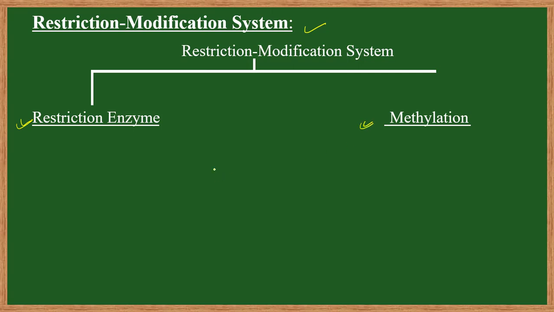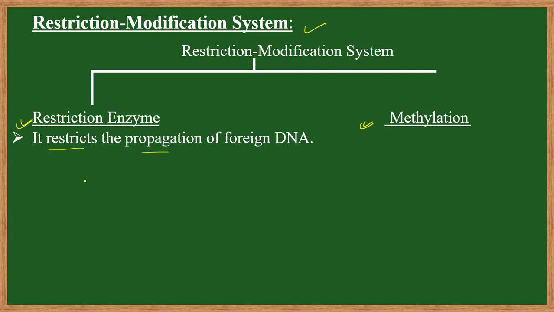First we will see the restriction enzyme, the restriction endonuclease. What is its function? It restricts the propagation of foreign DNA, because it has a digestion process and will digest any foreign DNA. If foreign DNA enters a host cell and the host cell has a restriction enzyme, then it will digest it. This is the main function. Second, it digests at a specific DNA sequence. Here is the specific sequence, called the recognition sequence, and the enzyme will cut only at the recognition sequence.